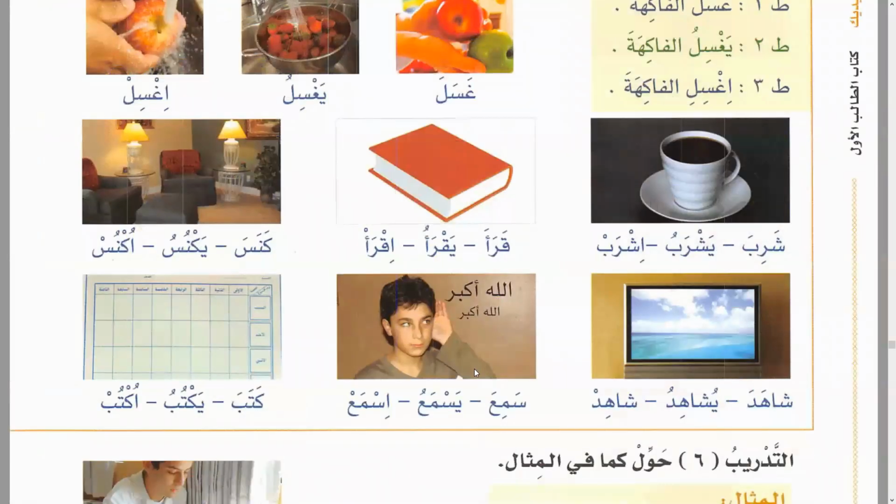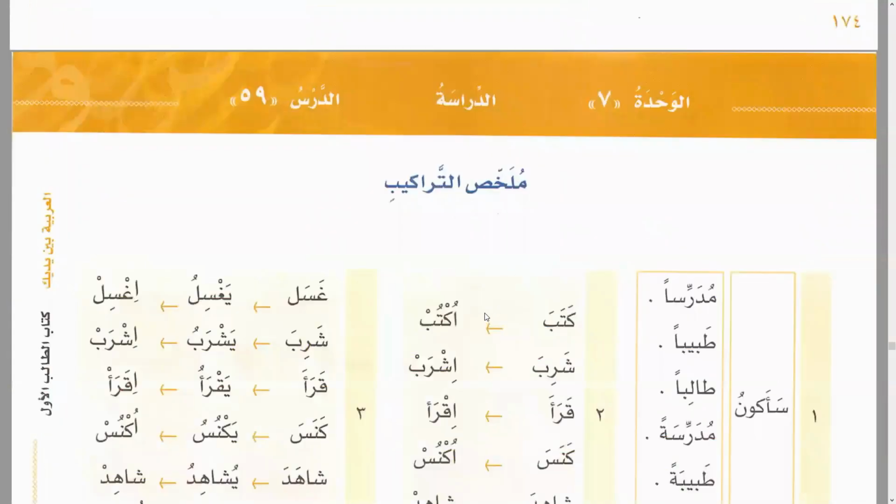Alhamdulillah. We'll practice all those in this mulakhas, the summary of all the dialogues which are there in the lesson. So let's look at the first one. Sa'akunu mudarrisan. So if I want to say I want to become something, inshallah, in the future, this is how you say it: Sa'akunu mudarrisan. I want to become a teacher.